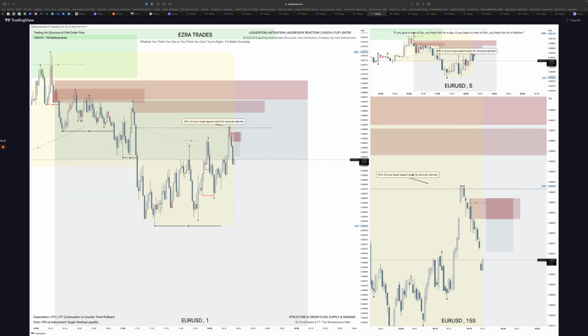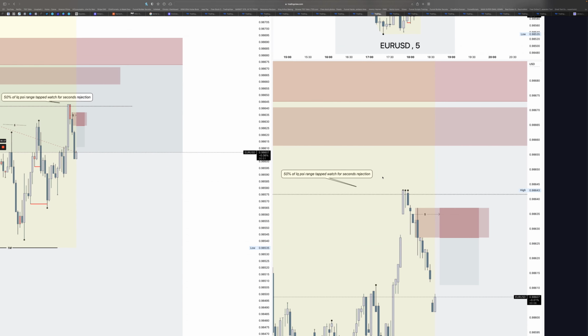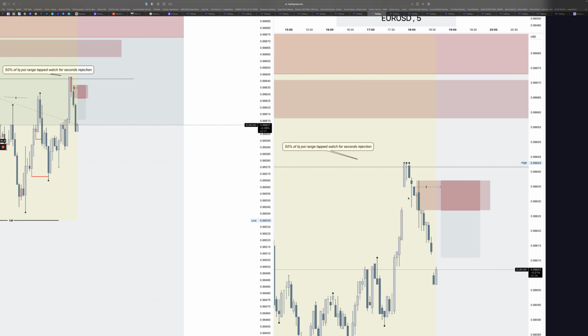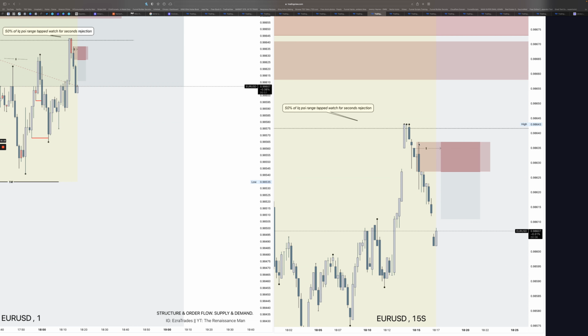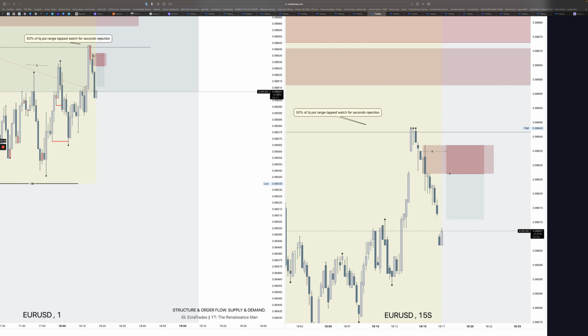So now I'm looking for seconds entry. So if we look to the bottom right screen here, now you can see what I'm looking for. So on the 15-second time frame, I see here that we have a sweep. So I'm comfortable at this moment because I have this shift in order flow that I can take an entry here. Now on the 15-second, you can see that the 15-second and the 1 minute swing is the same here. So from this low to this high.